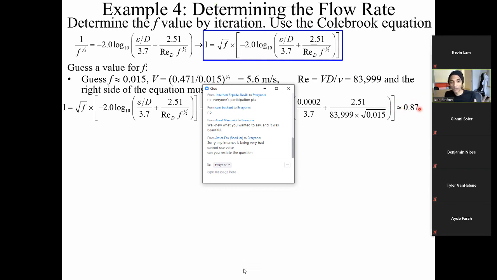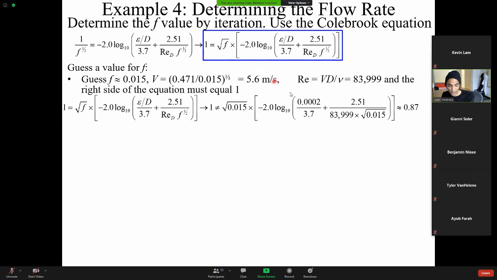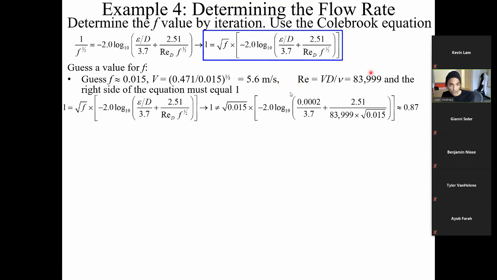So we're off. So we're like, all right, that means that we need to change our friction factor to come closer to this side of the equation being 1. You can use the equation or use the Moody diagram to guide you, but now you're going to have a new Reynolds number that you can calculate with this new velocity. So you have this new Reynolds number, which is 84,000.